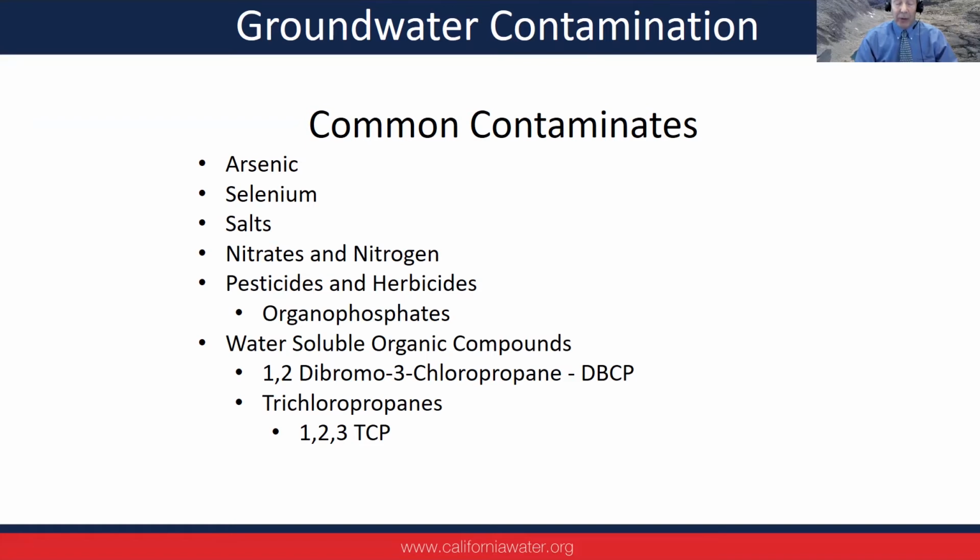The one that's a primary concern in the valley right now is the 1,2,3-TCP, which is showing up. It has a very low MCL from the state of California. California is one of the few states that regulates the amount of trichloropropane that can be in your drinking water, because they feel like it's highly carcinogenic.